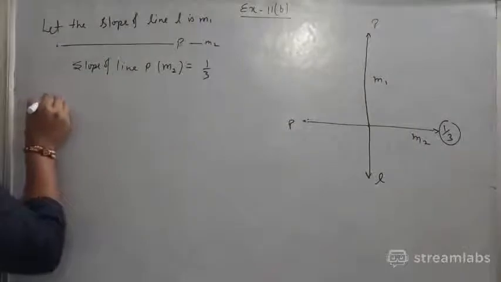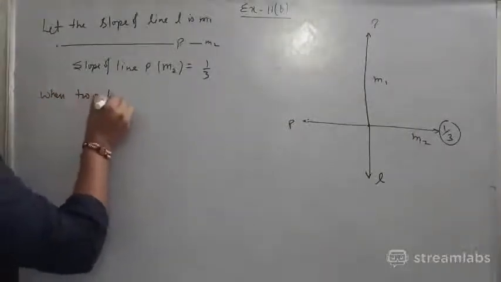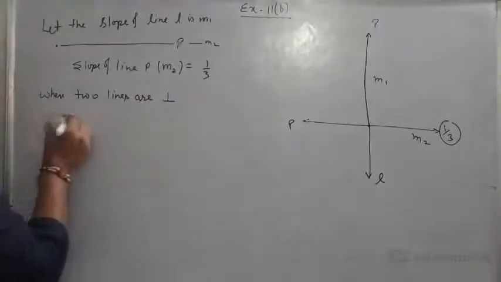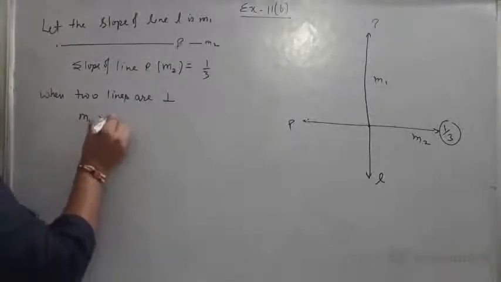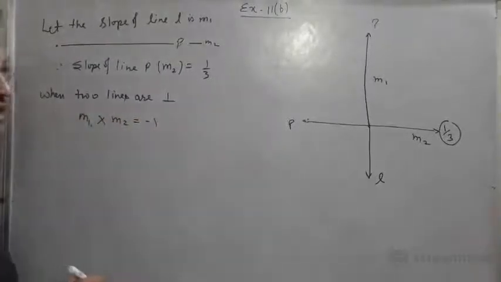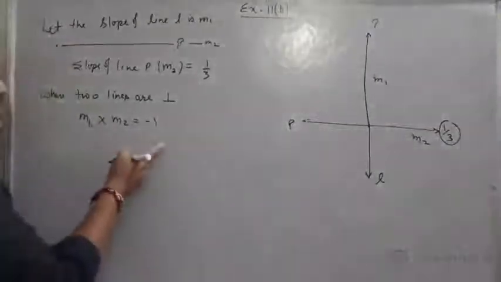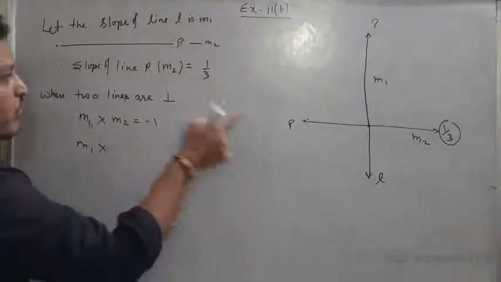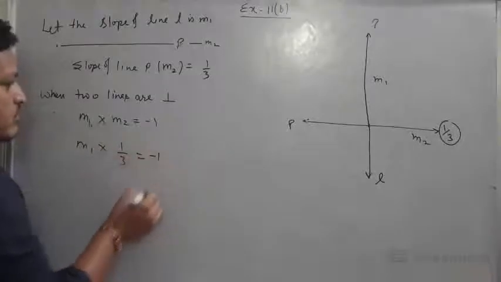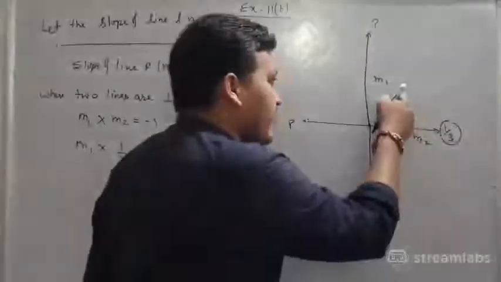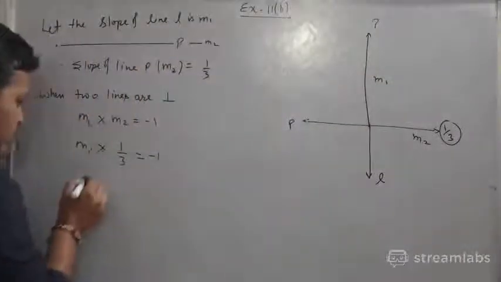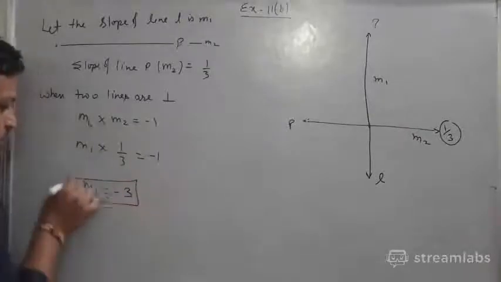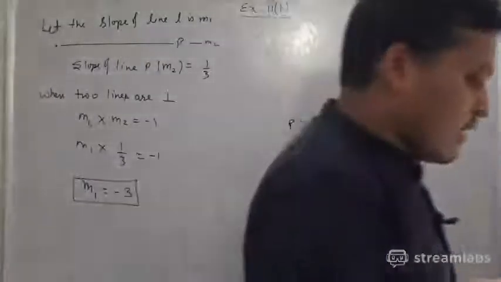So what is the relation when two lines are perpendicular? When two lines are perpendicular, the product of their slopes M1 into M2 is equal to minus 1. This is the relation between their slopes. M1 is not given here, so we write M1 into M2, which is 1 by 3, is equal to minus 1. It is your choice which one you take as M1 and which as M2. So M1 is equal to 3 transferred to the right-hand side, which is minus 3. So this is the slope of the other line which is perpendicular to the given line.